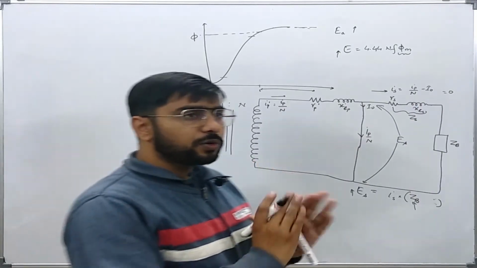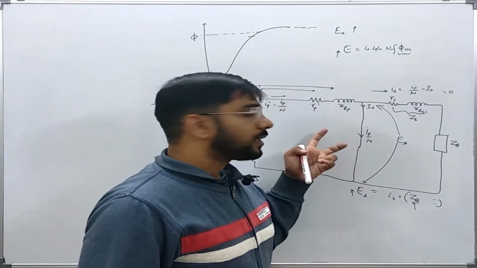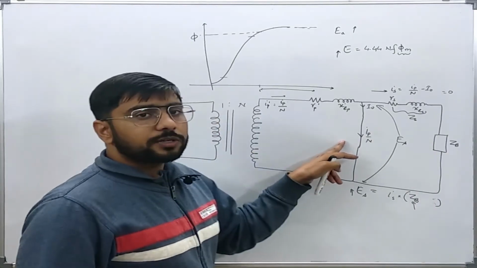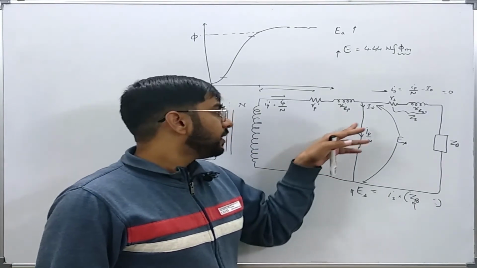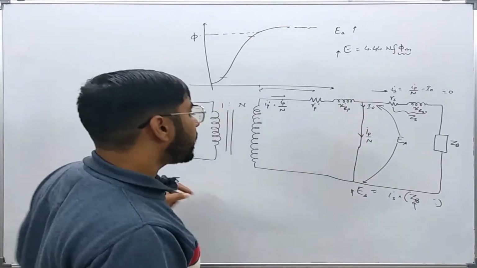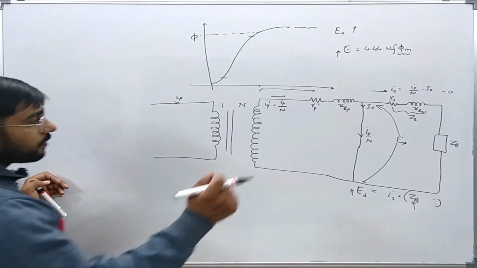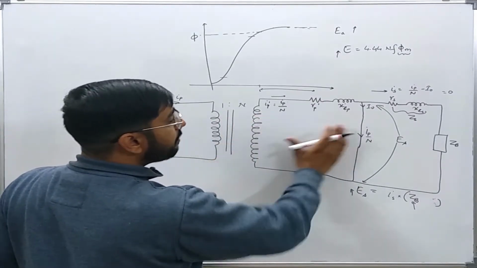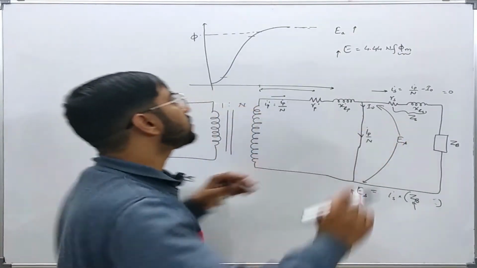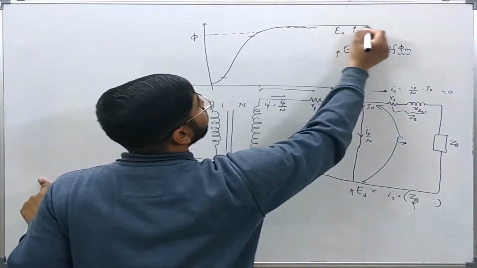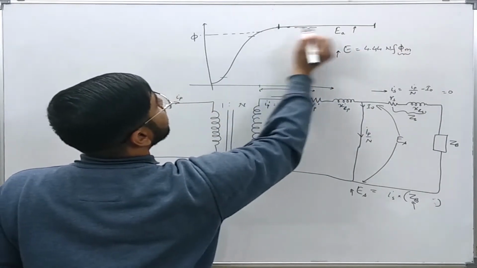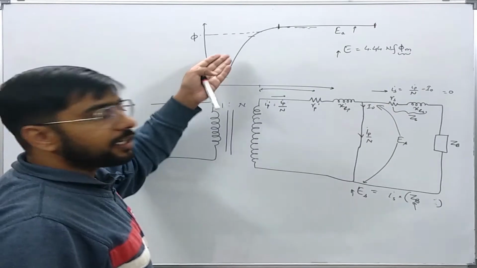Now there are two more points to notice: increased core loss will also thermally damage the CT, and there may be a danger of permanent saturation. Now this is the equivalent circuit diagram of the CT during saturation, that is, when the CT is acting at some of this range of the excitation curve.